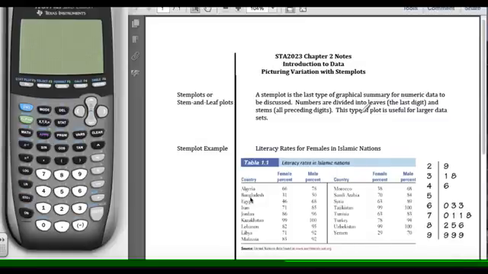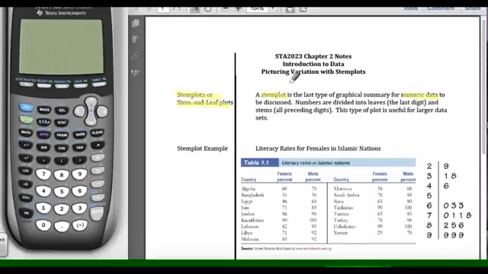The third video for Chapter 2 is going to focus on one last way to display numeric data. And that last way is with a stem plot, or a stem and leaf plot. So far we've looked at dot plots and histograms as ways to display numeric data. The third and final way is the stem plot.